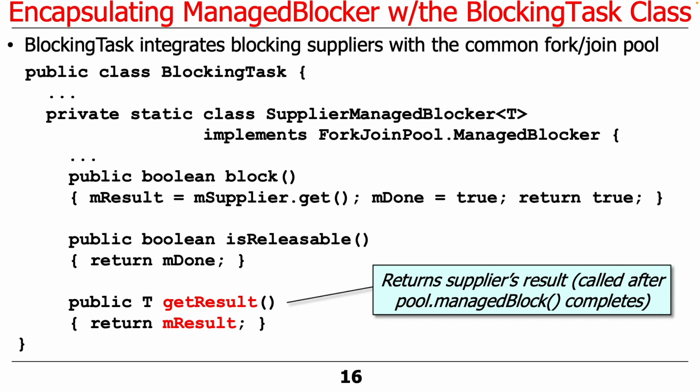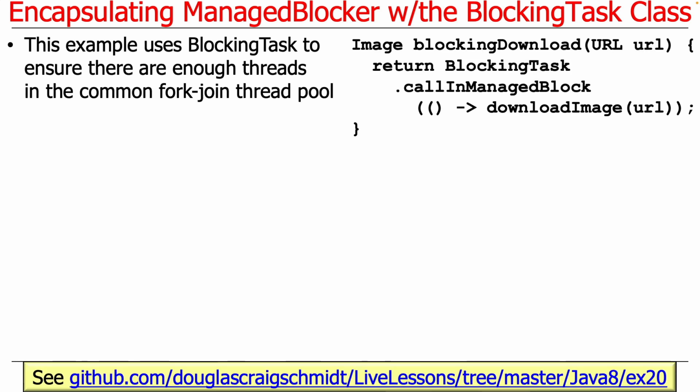GetResult returns the result. When GetResult is called, the blocking will have finished. So there's a whole slew of examples of doing this. This example, this EX20 program, will show you how to do this. Your assignments 1 and 2 also do something almost identical to this. It's called something a little different. I think the method's called something like ManageBlocker download image or something like that.